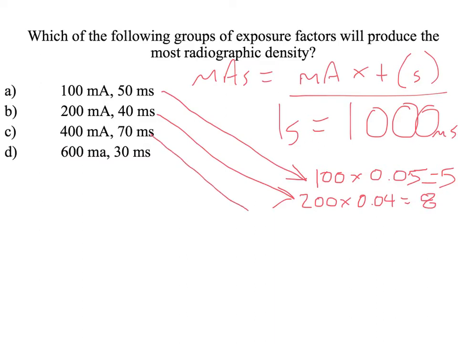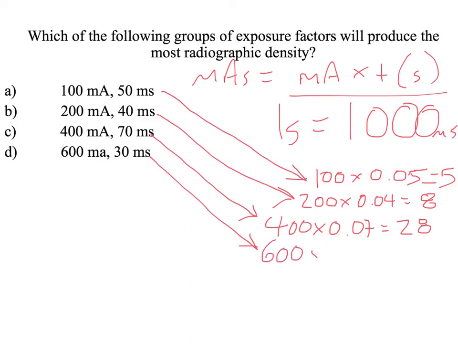The next one is 400 times 0.07 equals... Let me double check, sorry. I have 20. So 400 times 0.07. 28. So we're going up in our technique, right? And the last one is 600 times 0.03. It's 18.